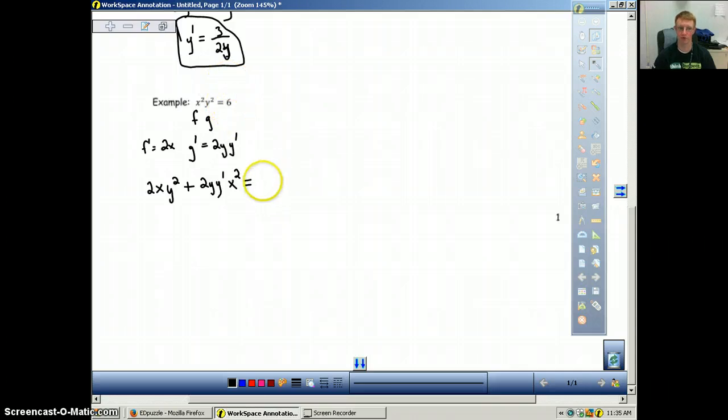And then the biggest mistake that is made on this: it's not equal to 6. What's the derivative of 6? 0. Okay, that's the number one mistake. Most people leave that as 6.